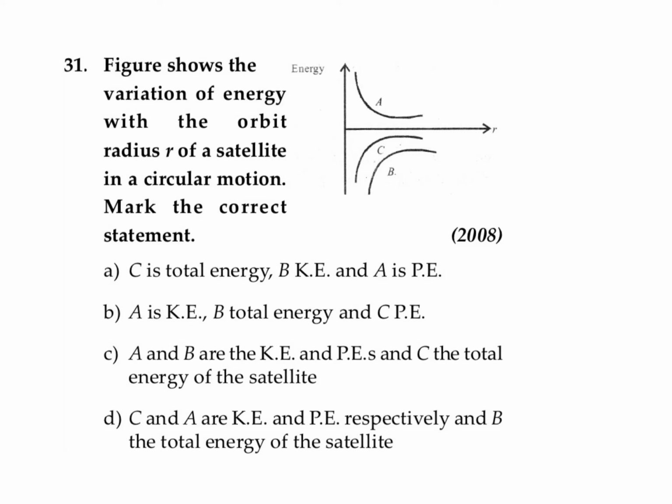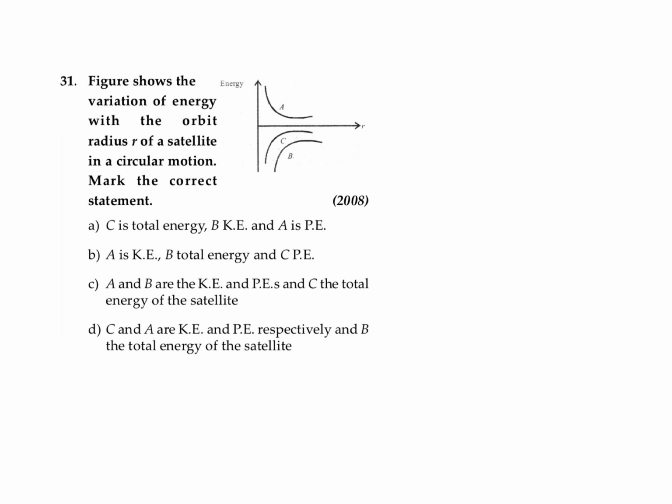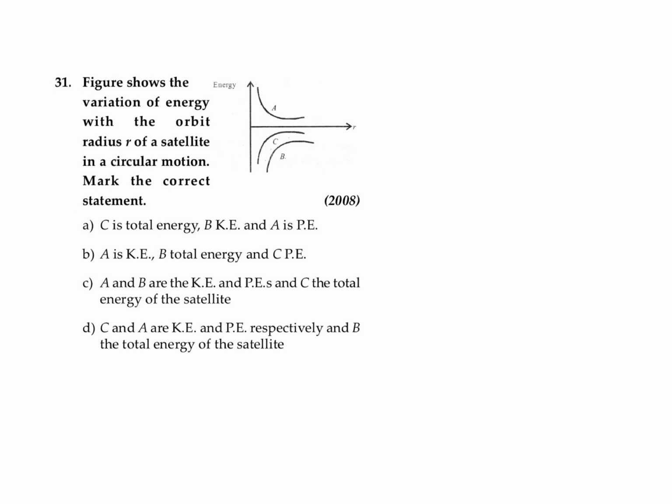The figure shows the variation of energy with the orbital radius r of a satellite in circular motion. Mark the correct statement. Over here, one graph is given, showing positive energy. So we know the equations for total energy, kinetic energy, and potential energy of a satellite.